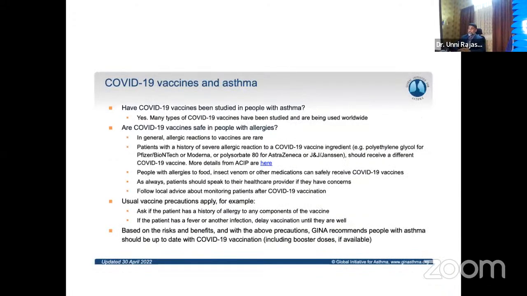All this probably must have helped COVID-19 related deaths and COVID illnesses to come down as well. If you look at the use of vaccines, people with severe allergic reaction to COVID-19 vaccine ingredients, for example polyethylene glycol for Pfizer or Moderna, or polysorbate 80 for AstraZeneca, you need to see that, and a different vaccine needs to be given. And we need to make sure that all asthmatic patients get the updated COVID-19 vaccine and sufficient dosing to protect our patients. So this is mandatory as well.